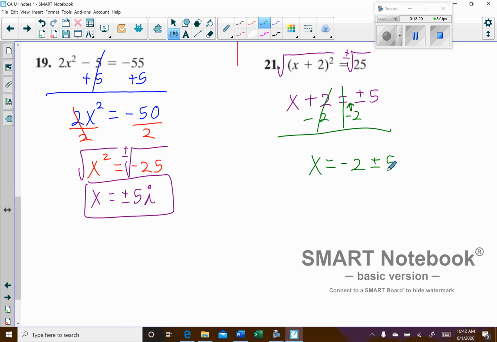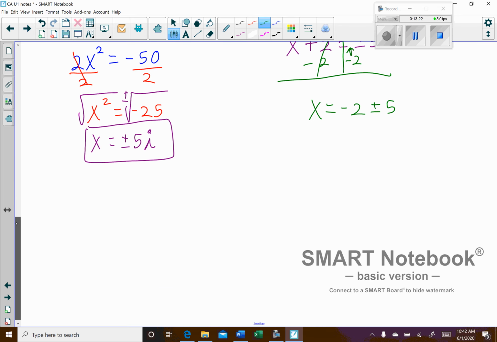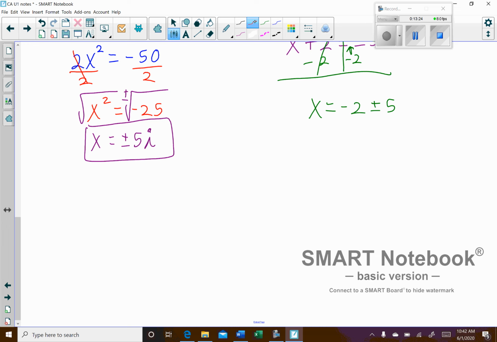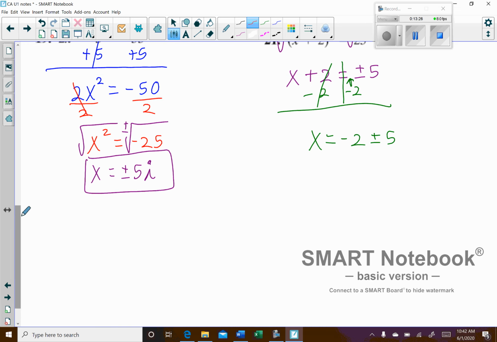Okay, now I can actually go ahead and evaluate that looking at it both ways. I can look at it as a plus and I can look at it as minus. And so I want to go ahead and do that. So my answers are going to be negative 2 plus 5 or negative 2 minus 5. And we say or because either one works. Okay, and so negative 2 plus 5 is 3. And negative 2 minus 5 is negative 7. And those are your two answers.